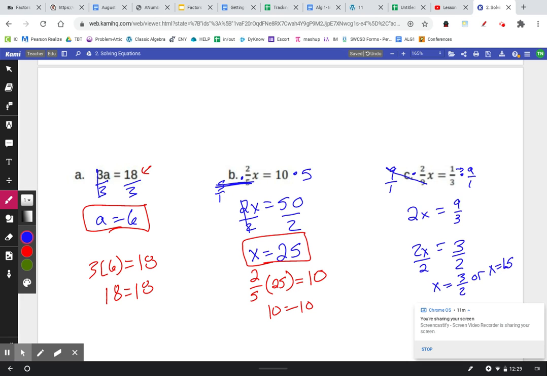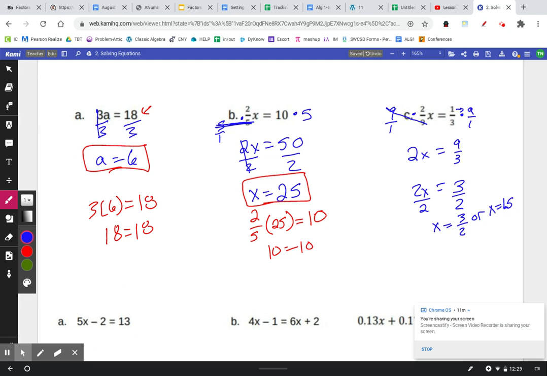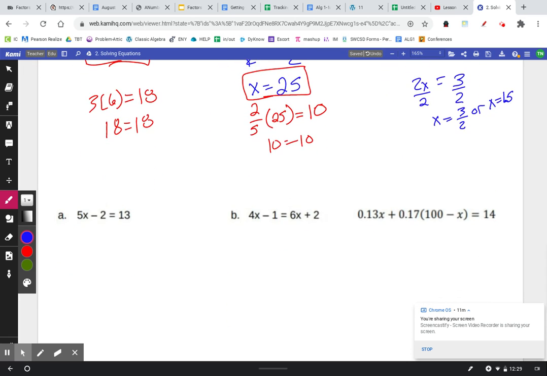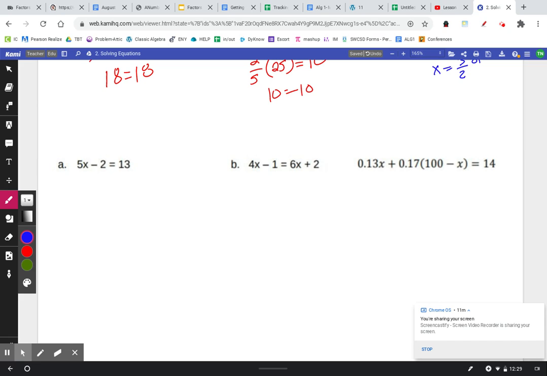Same thing goes for checking. For the sake of time, I'm not going to check every one. You get an idea. I would need to plug in 3/2 or 1.5 in for x up above and see if I'm left with the true statement. A couple more examples. You can follow along with me real quick. Nothing too crazy. We get a decimal. We get some variables on both sides again, and then we just get a basic one here on the left on A.